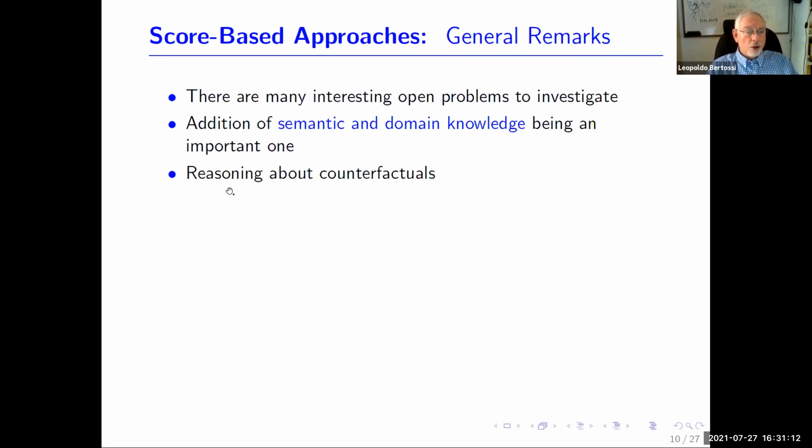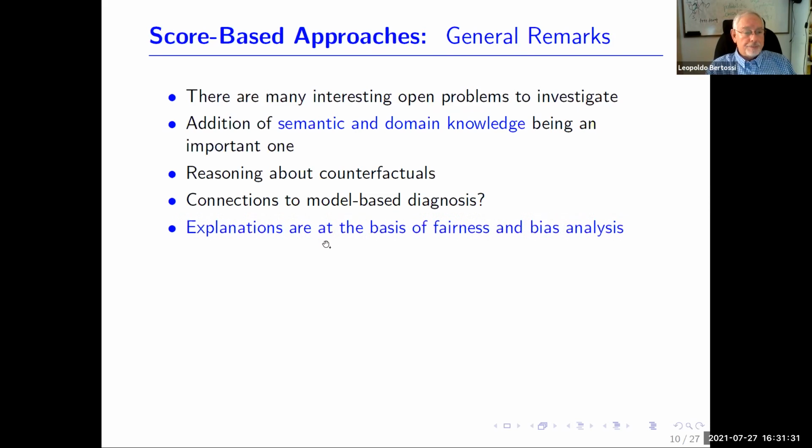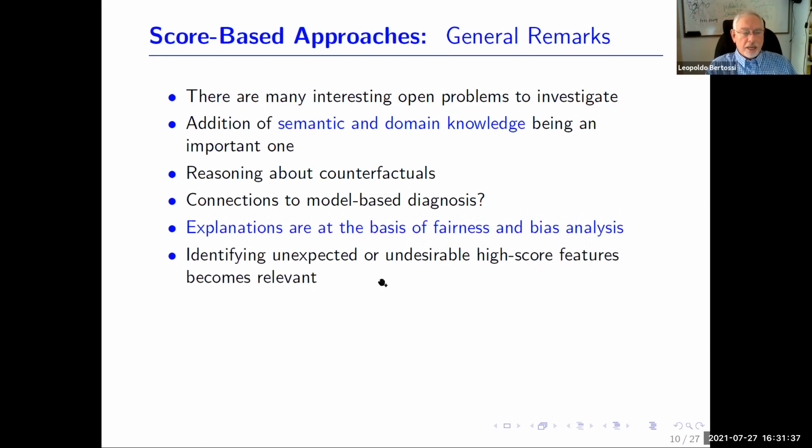It is also important to be able to reason about counterfactuals. It is interesting to see what are the connections between this kind of explanations and model-based diagnosis as proposed in AI and KR some decades ago by now. The explanations are also at the base of fairness and bias analysis, so identifying unexpected or undesirable high score features becomes relevant.